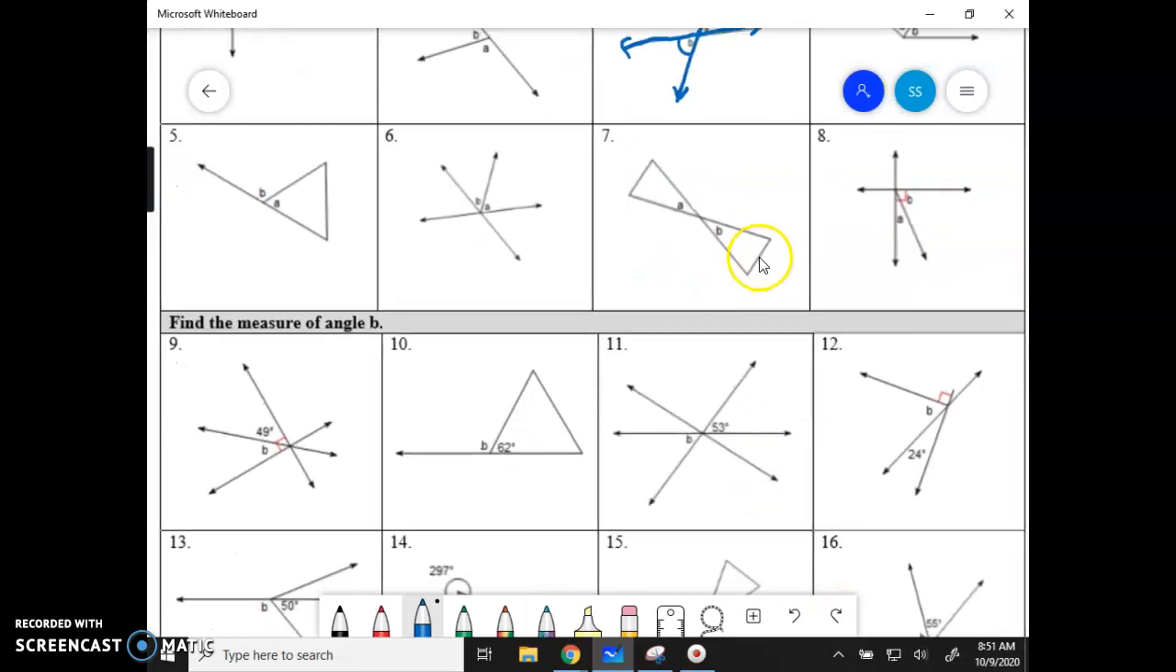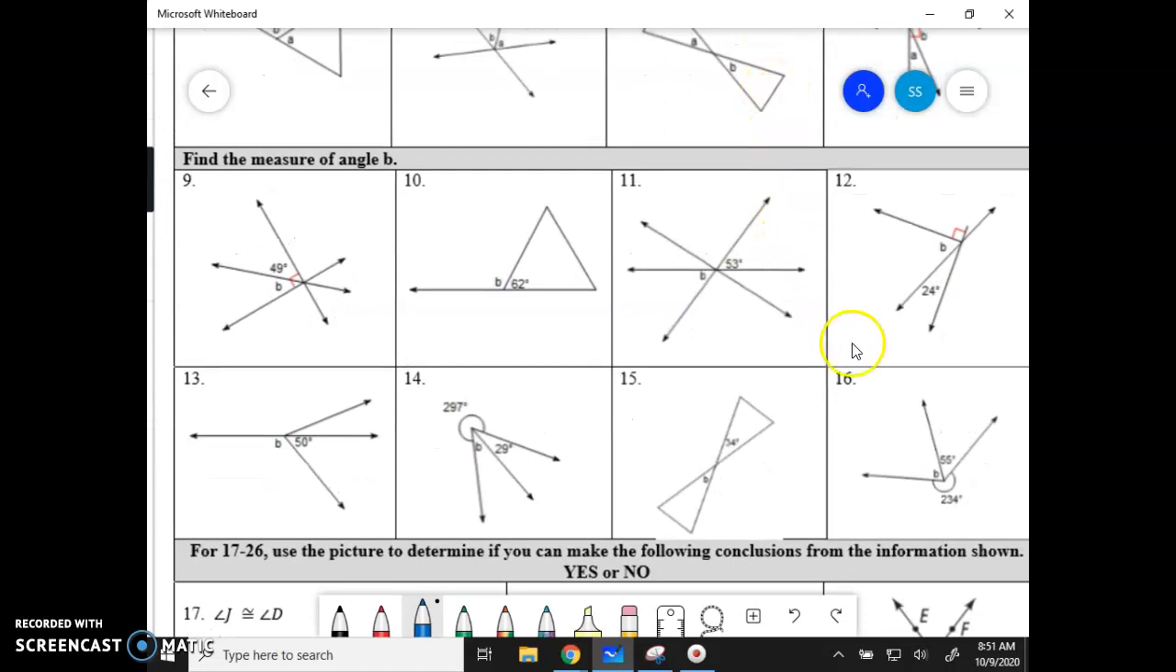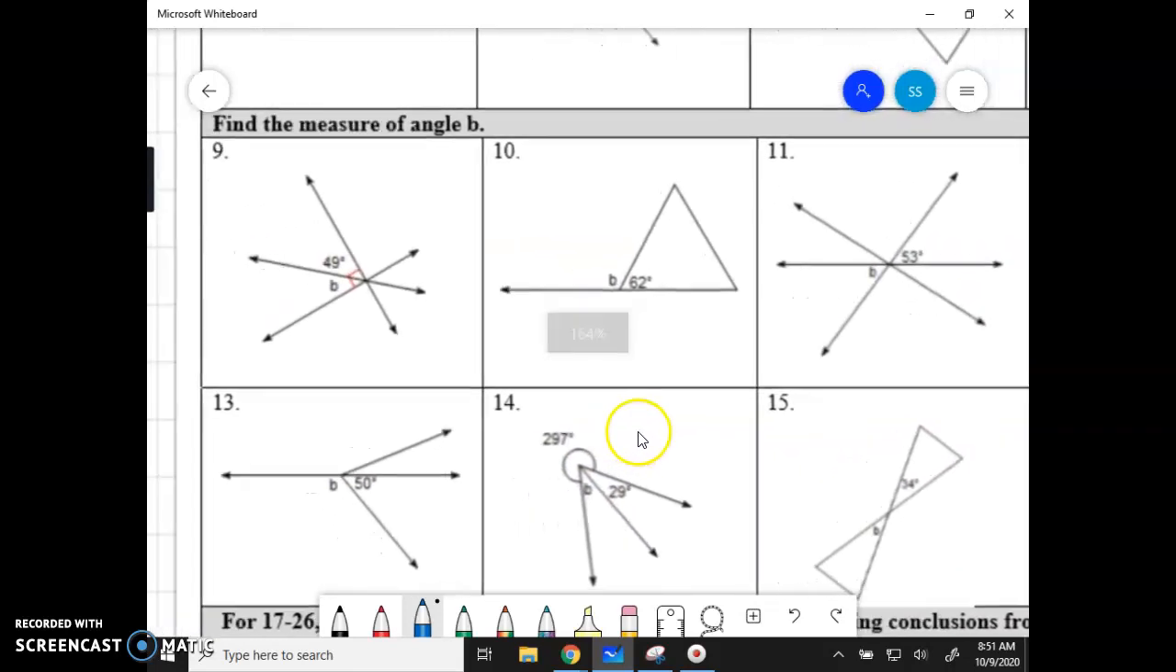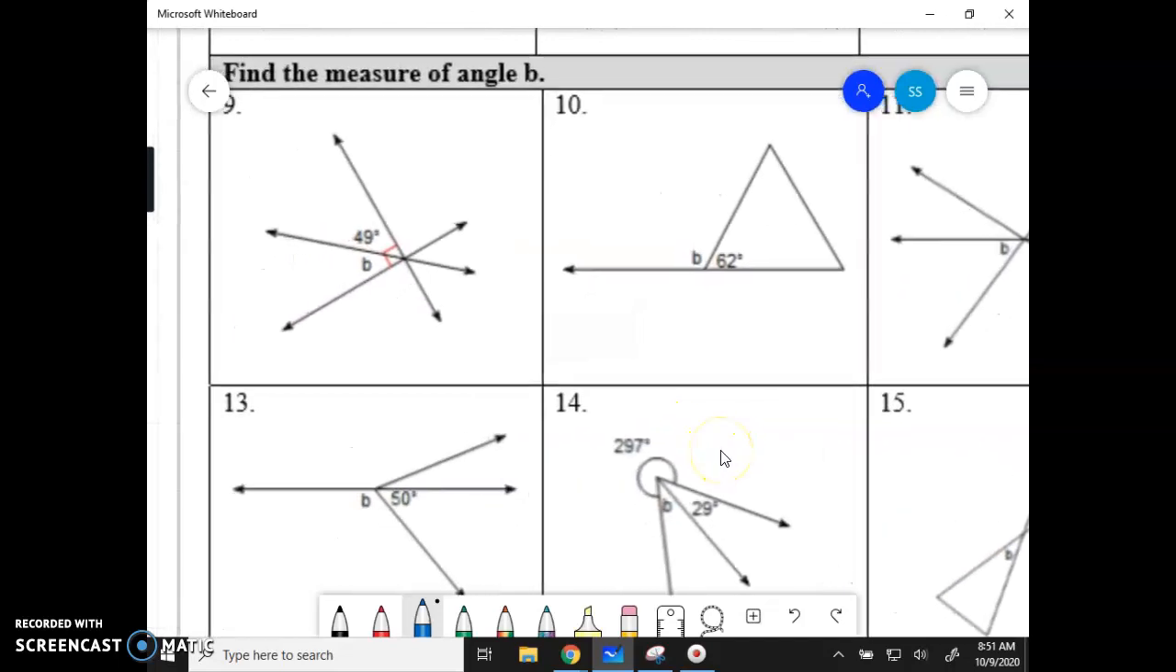Okay, move on to numbers 9 through 16. Looks like we're just finding the measure of the angle. So here, let me zoom in a little bit more. Number 9, we see that this box right here would indicate that that is a 90-degree angle. So that just means that this angle B and this angle here have to add up to equal 90. So this is just going to be B plus 49 is equal to 90. Just subtract 49 on both sides, and you're left with B is equal to 41.